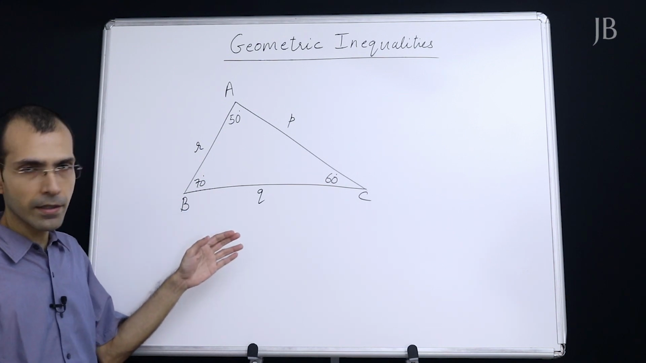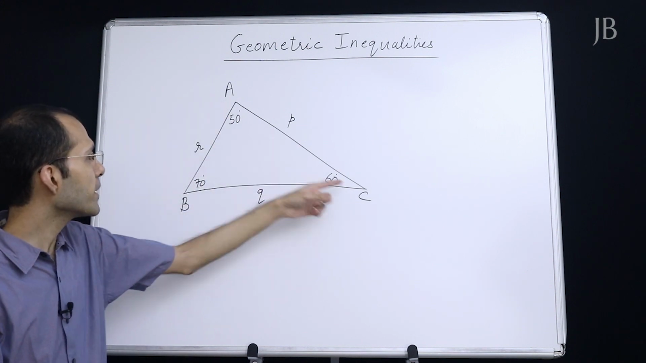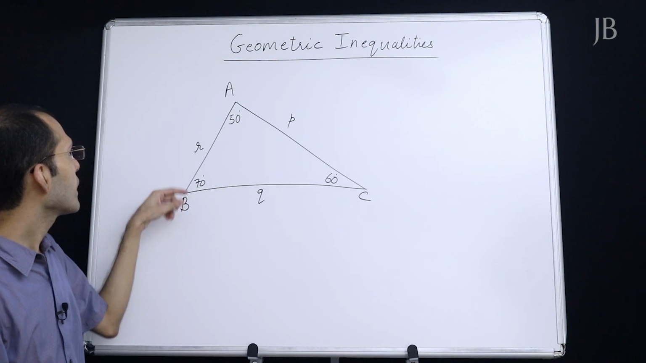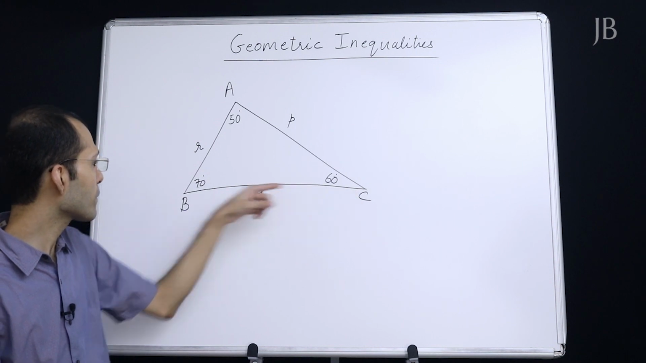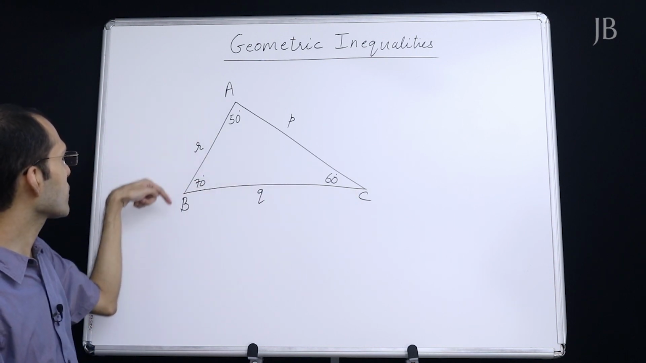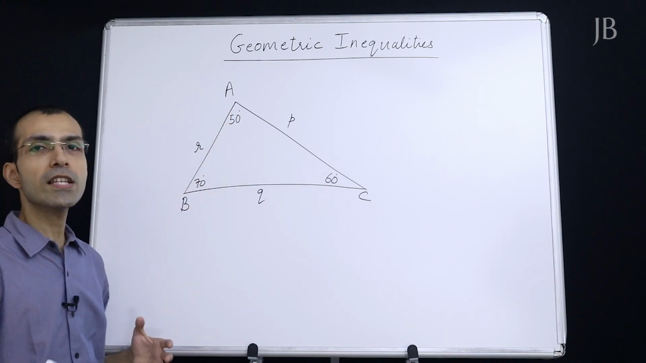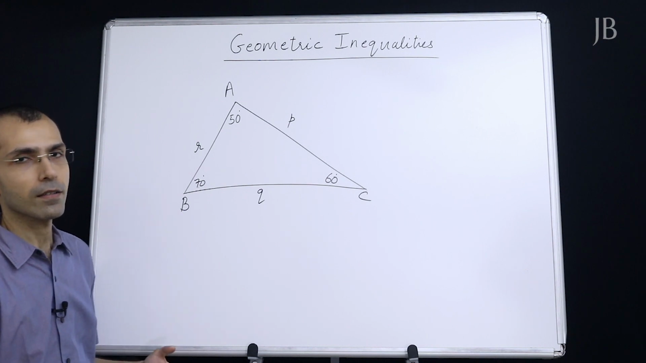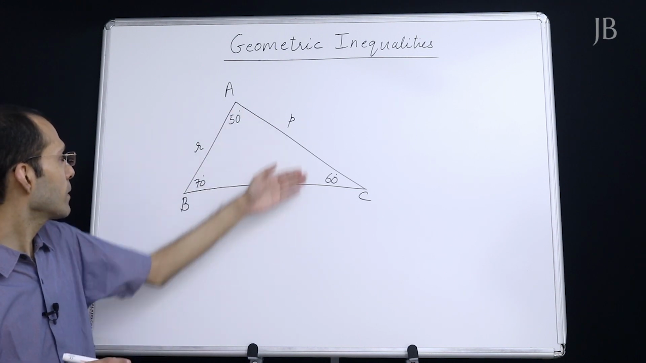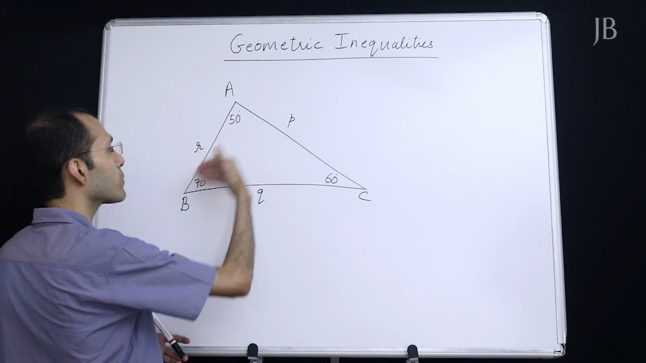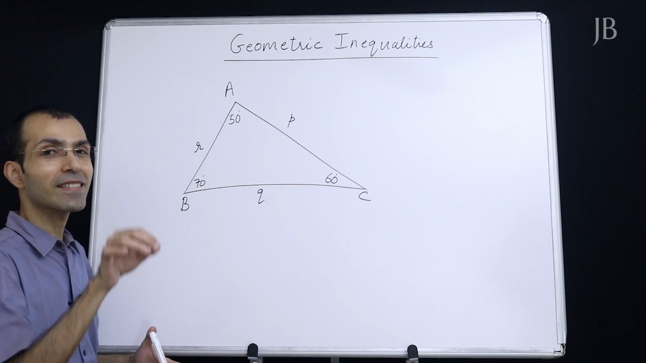Okay, the initial setup is clear. You have a triangle ABC. You have the sides P, Q and R. P denotes the length of segment AC, Q denotes the length of segment BC and R denotes the length of segment AB. Okay, and these angles are given. Now which angle is the greatest here? Naturally 70. 70 happens to be the greatest angle. So the side which is opposite to it would be the greatest in length.